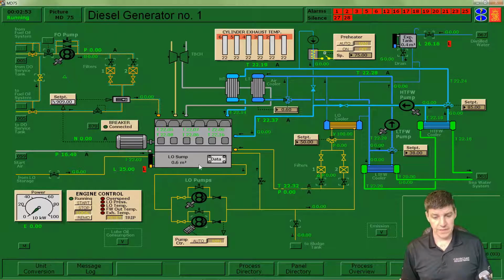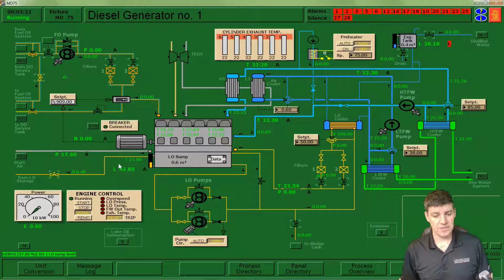Okay, so next one that I have is this orange system at the bottom. Okay, and this is my lube oil system. Now, a couple things. First of all, I can see that I have an alarm in this system, so a low lube oil level. And I'm going to add lube oil by opening this valve. And we can see that lube oil is flowing in to my sump, and my level is going up.